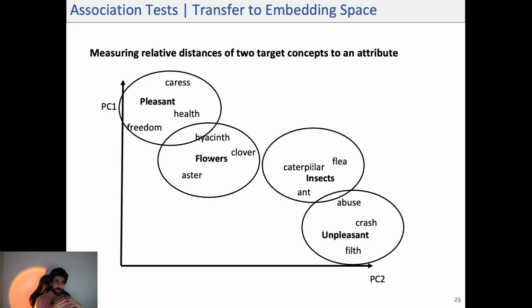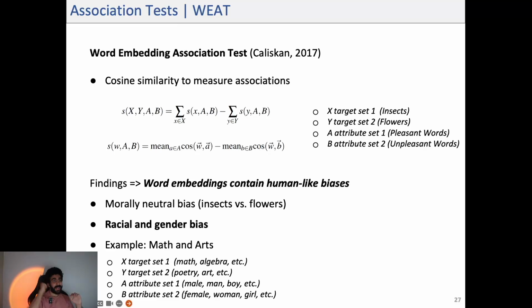So association tests, when transferred to embedding space, become a diagnostic lens. They let us ask, what kinds of implicit relationships has the model learned? And did they learn what we want them to actually learn? Let's now look at how these associations are quantified with the WEAT, or the Word Embedding Association Test. This was introduced by Caliskan et al. in 2017. The idea is simple, but really powerful.